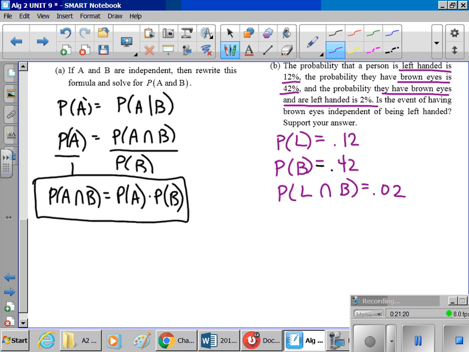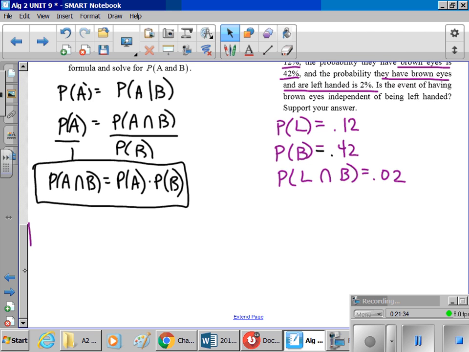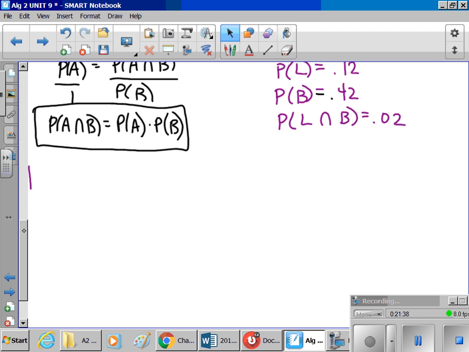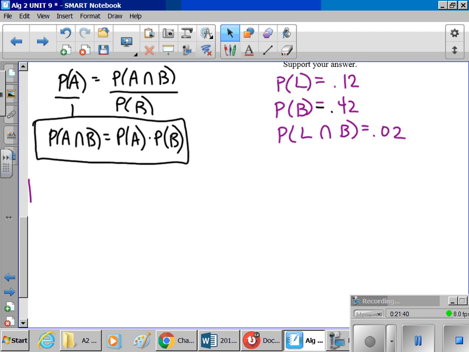Now, if we did this the old way, is the event of having brown eyes dependent? We'll do it two different ways. Let's see if I can just somehow bring this up a little bit. And I know you don't have a lot of room here, so I'm sorry. Move over to the side a little bit.